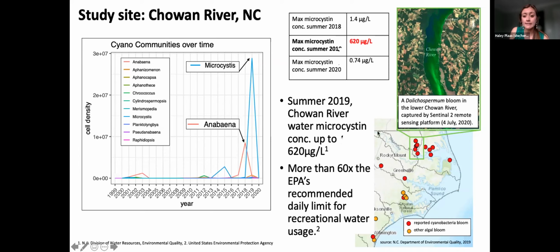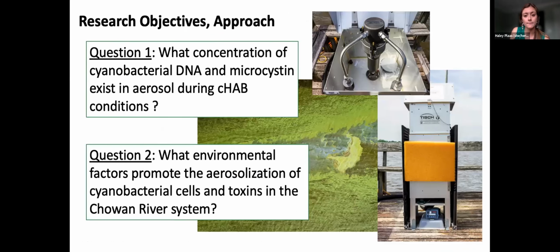So in 2019, we actually had concentrations measured up to 620 micrograms per liter, which is more than 60 times the EPA's recommendations for swimming. And that was linked to this enormous microcystin bloom during the late summer. So due to heavy cyanobacterial activity in this area in years back to back, and also the sizable fetch in the Albemarle Sound, allowing for greater wave action, this is a perfect area for us to study the incorporation of these cells and toxins into aerosol to investigate it as a potential public health threat.